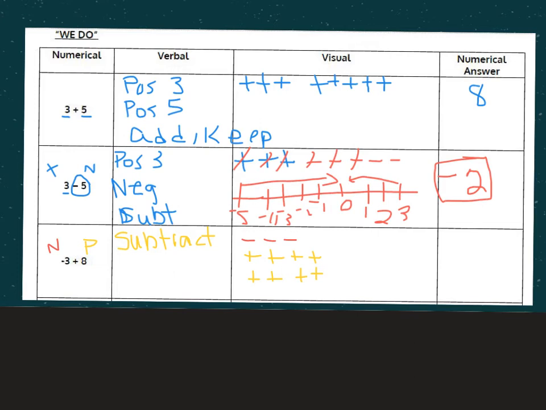Can I form a 0 pair? Yes, I can. Right here, this gives me 0. This gives me another 0. I can form 3 0 pairs. And what does that leave me with? It leaves me with an answer of positive 5. Again, who's farther from 0? 8 is much farther from 0 on the number line than negative 3. And that's why I keep the positive sign. Okay?